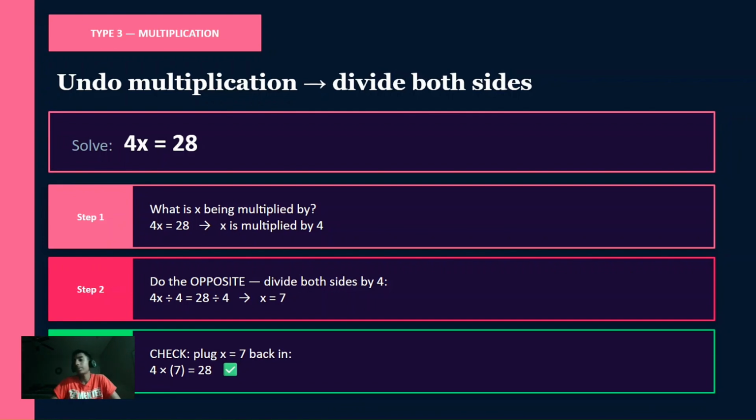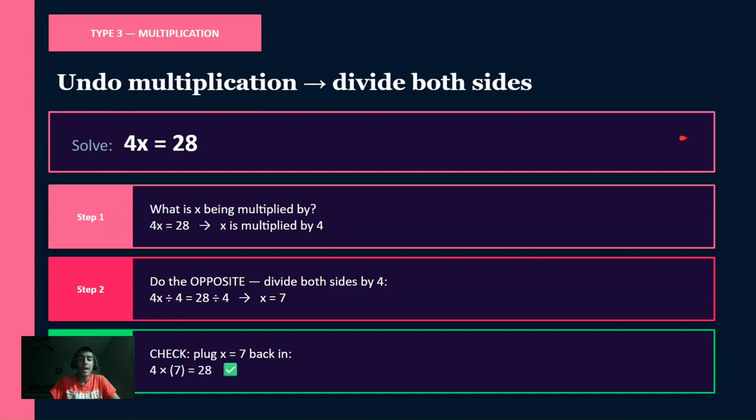Now we're going to do something which I told you guys to do before. We're going to check it. 4 times 7 equals 28, so we're correct. Now this is really important. When x is being multiplied, divide both sides by that number.